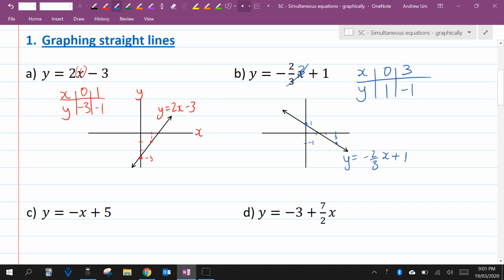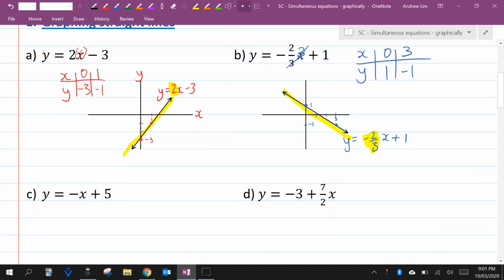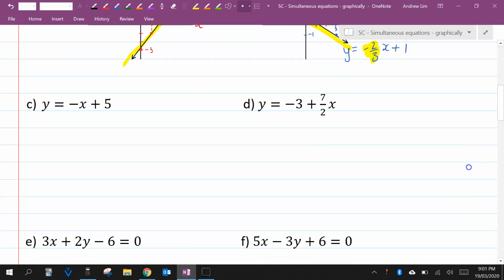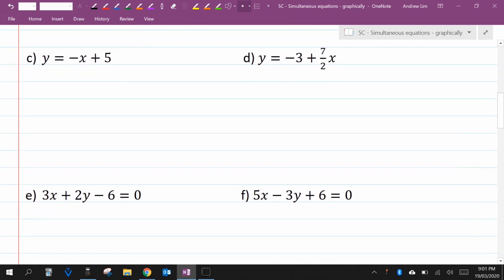You can also just double check, right? For question A, we know that the coefficient of x is positive, so it needs to be sloping up, and it does, up from left to right. In question B, the coefficient of x is negative, so it should be sloping down from left to right, and it does. So that helps. I'm going to get you to have a go with C and D. Pause the video, and when you're done, you can continue playing the video.